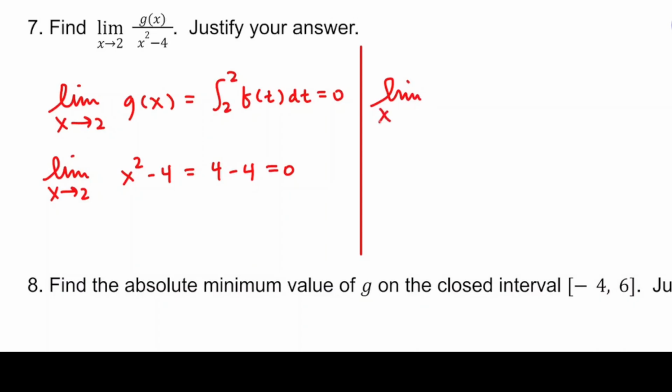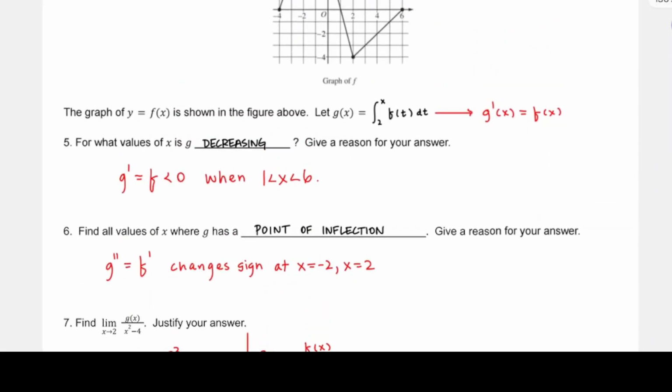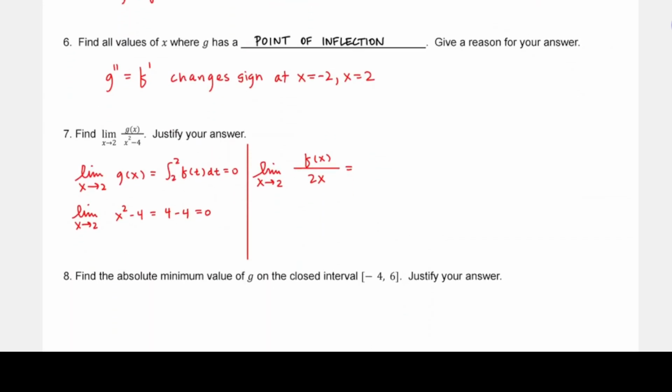Limit as x approaches 2, we're going to take the derivative of the top, g prime is f, divided by the derivative of the bottom is 2x. Okay, well, as x approaches 2, f is approaching -4. And 2 times 2 would be +4, so that's going to be -1.